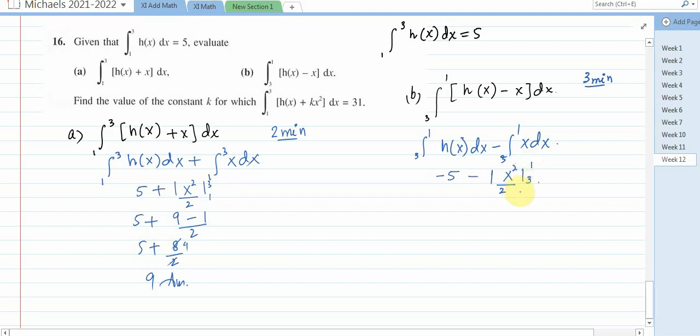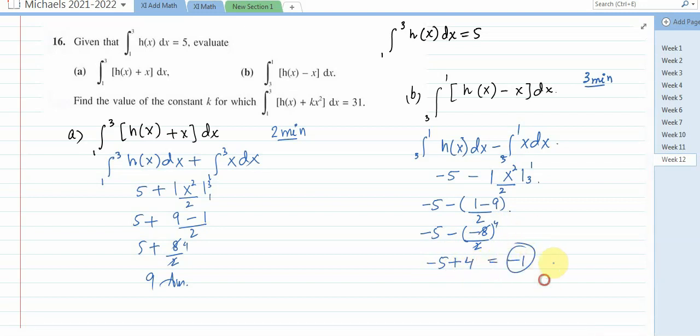Alright, so it will be minus 5 minus, upper limit it will be 9, minus lower limit it will be 1, divided by 2. So we need to simplify it further. So it will be minus 5 minus, 1 minus 9 is minus 8, divided by 2. So that is 4. Minus 5 plus 4 leads to minus 1.